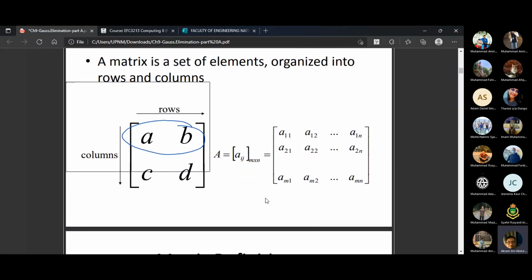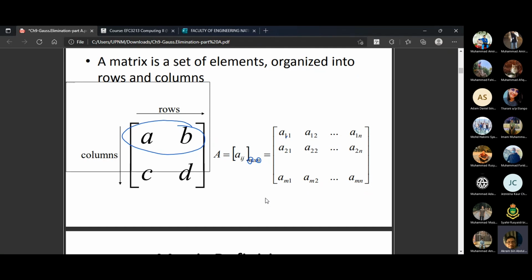Let's say we have a set A, which includes Aij, with a given size m times n. So if we rewrite this matrix, it will be a matrix with a size of m times n, where each element will be labeled according to the row and column.